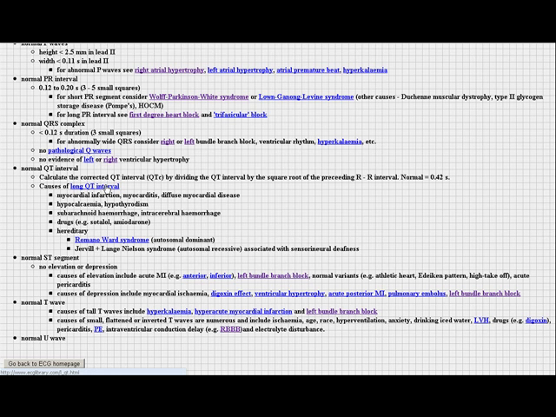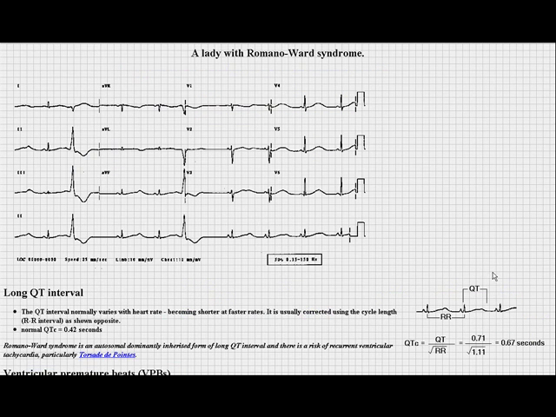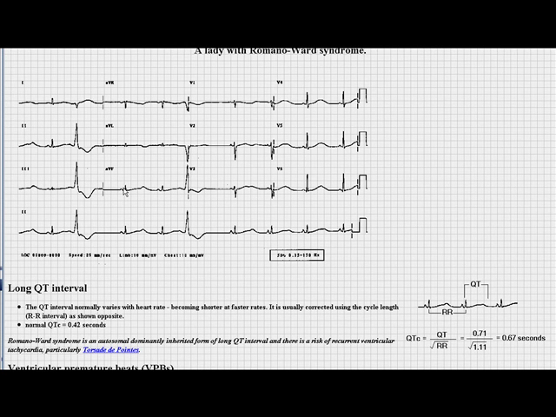Next up is a long QT interval. One of the things about QT interval is you have to calculate it based on heart rate because it's going to shorten as heart rate increases. So you have to do kind of a complex calculation taking into account heart rate. And we can actually see that long QT.